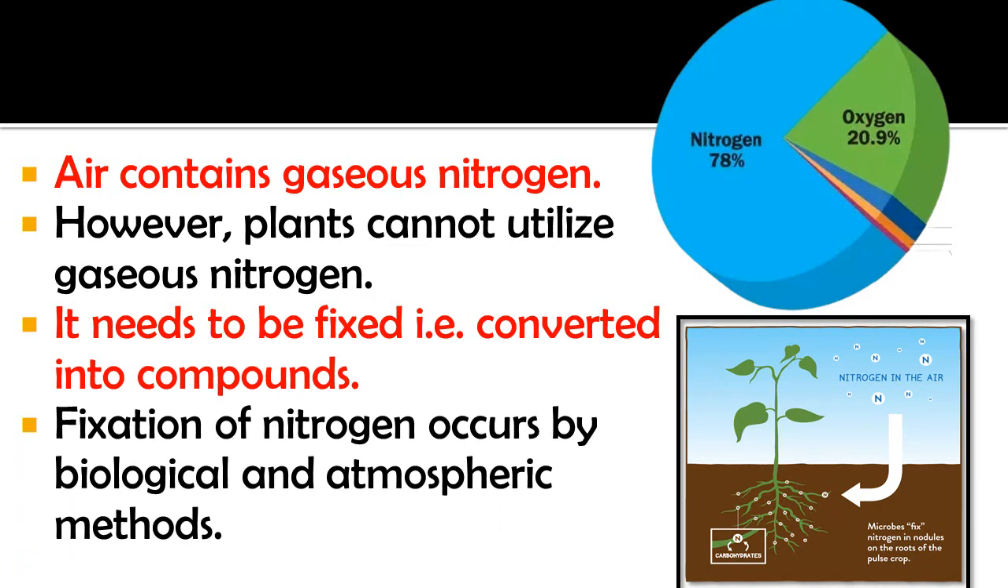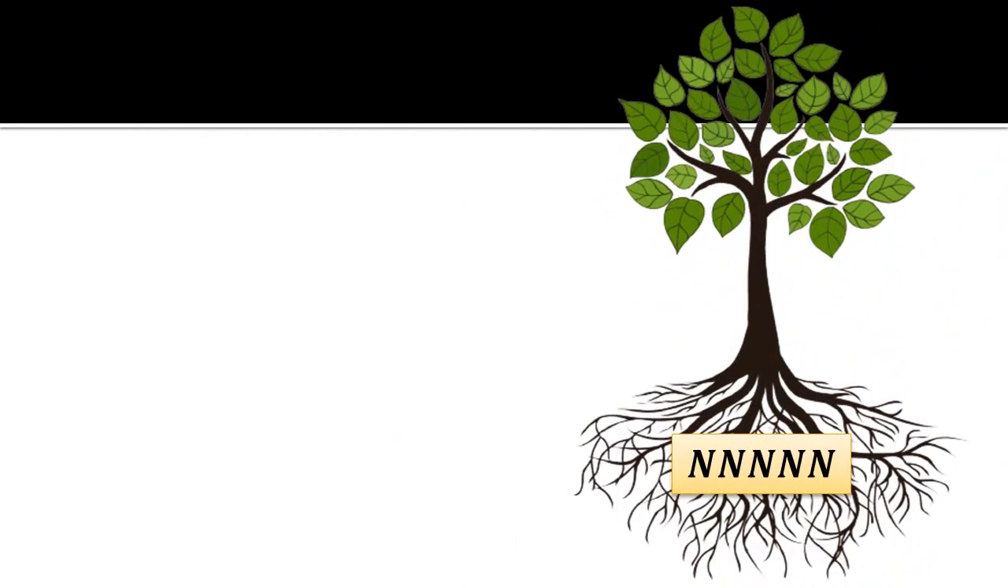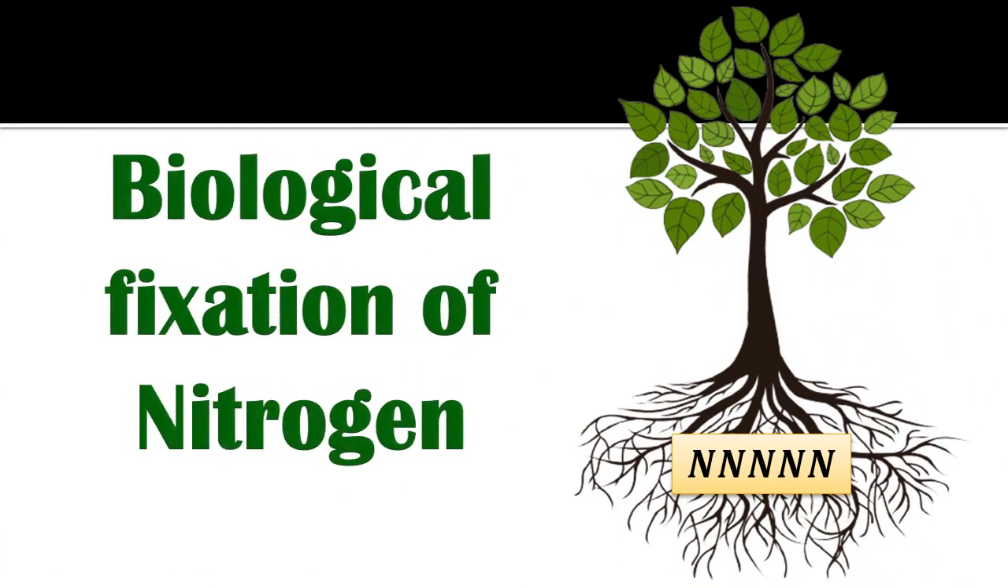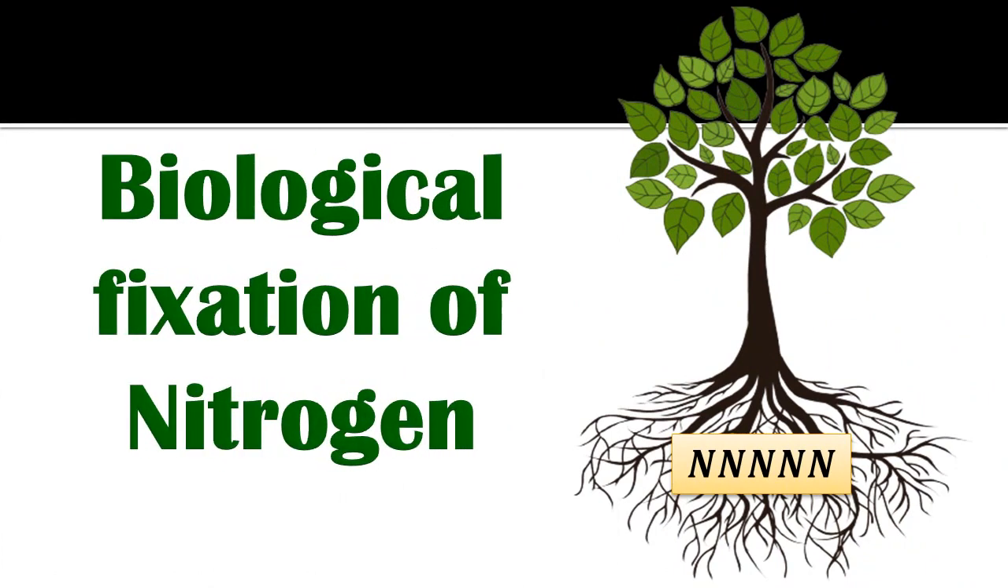Nitrogen can be fixed in two different ways: first biological and next atmospheric. Biological means by using different microorganisms or living organisms. Atmospheric methods mean thundering or rain fixing nitrogen. We can see both methods in this video. First we are going to study the biological fixation of nitrogen, that is, how nitrogen is fixed by using microorganisms.